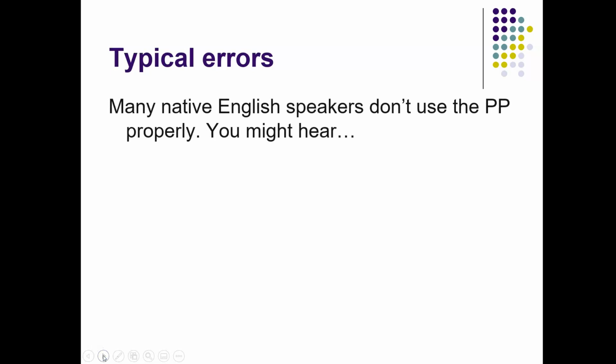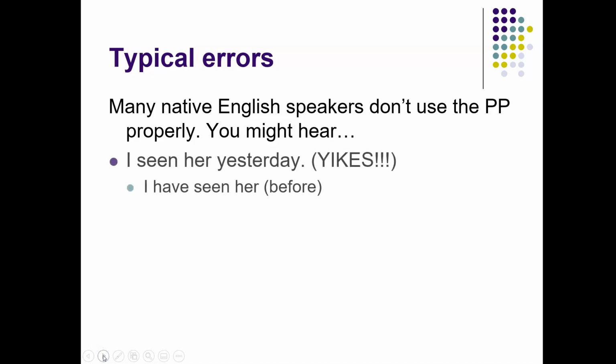There are some typical errors that I often hear. A lot of native English speakers don't use the present perfect properly. So if you watch Netflix, for example, you might hear someone say, I seen her yesterday. That is like a major bobo. Do not say that. You would need to say, I have seen her before. So yesterday, you would need to say, I saw her. And in this case, I mean, this is just wrong in so many ways. I can't even begin to describe how wrong that is.